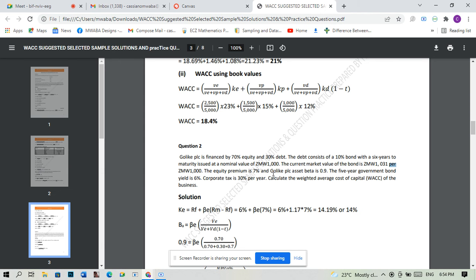Okay, and Golic PLC asset beta is 0.9. So the asset beta basically compares the risk of an unlevered company to the risk of the market. So when you hear the word unlevered company, this is a company with no debt. So it's just comparing the risk of a company with no debt to the risk of the market. Now, whenever we're given our asset beta, we're supposed to find our equity beta.